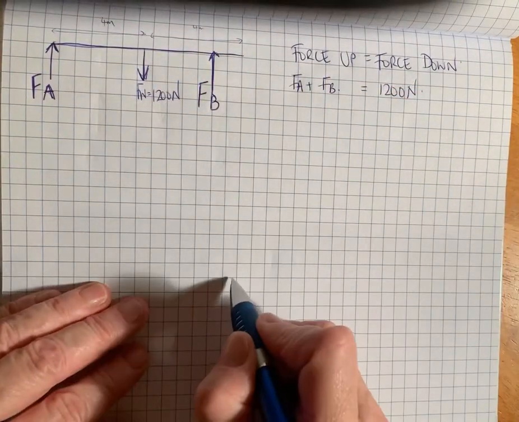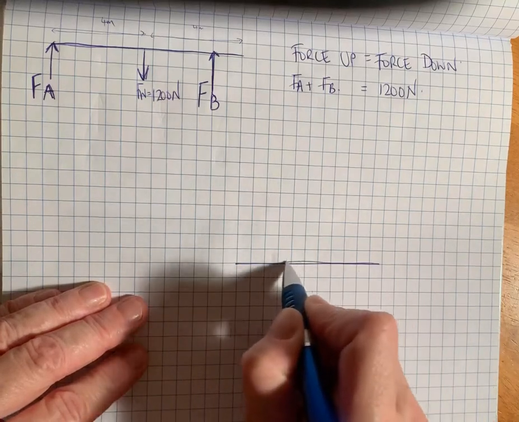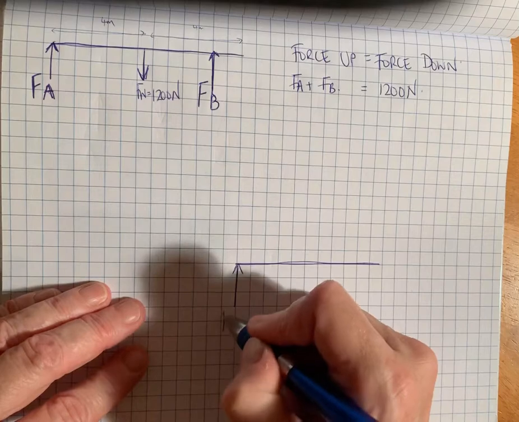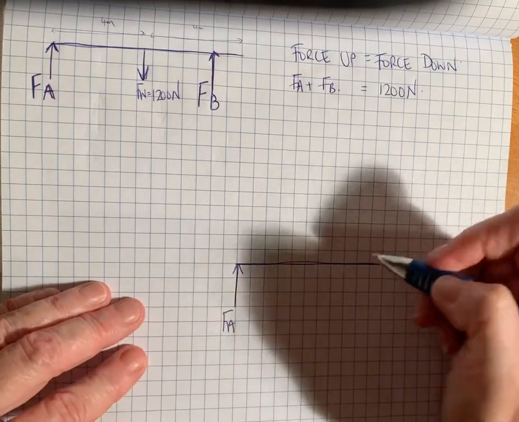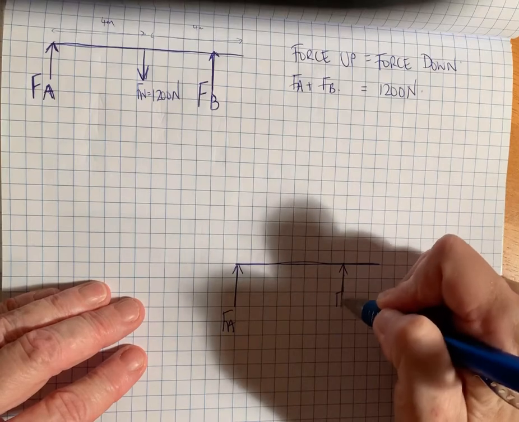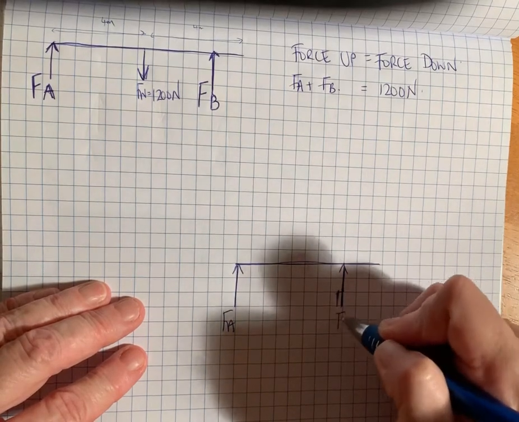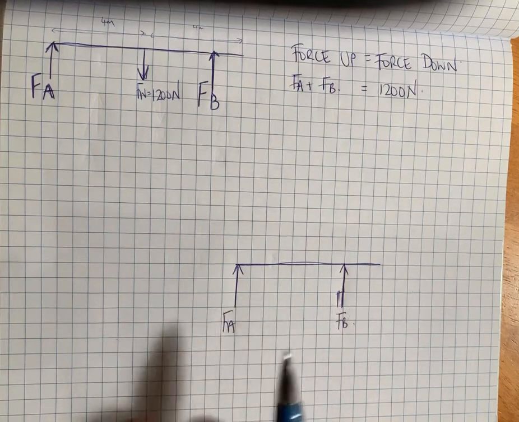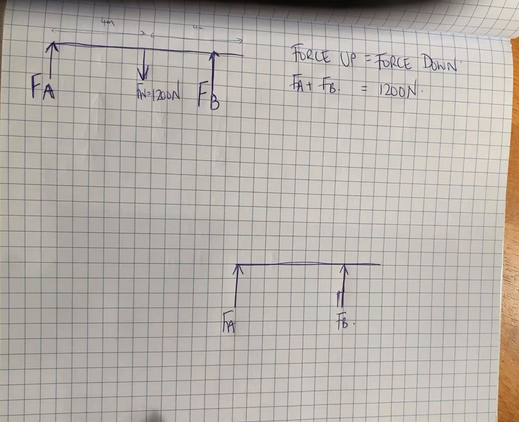I'm going to draw the same thing again down here because I want to show you something else before we actually get into the question. Here's FA and FB here. Now the next thing I want to do is, because we've got two people holding up the ladder, there's potentially 2 pivot points.